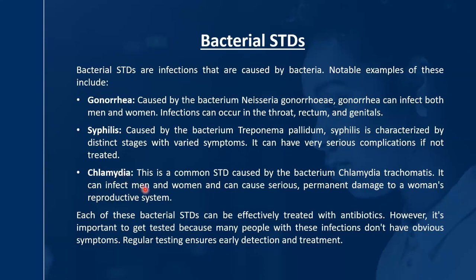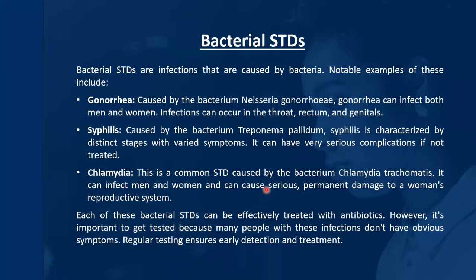The next one is chlamydia. It is the third most common bacterial sexually transmitted disease. This is a common STD caused by the bacterium Chlamydia trachomatis. This is another type of bacteria. We are talking here about the bacterial sexually transmitted diseases. These three different bacteria are causing three different diseases. It can infect men and women and cause serious permanent damage to a woman's reproductive system. It is mostly asymptomatic in men, and in women it causes severe damage to the reproductive system or genitourinary tract.